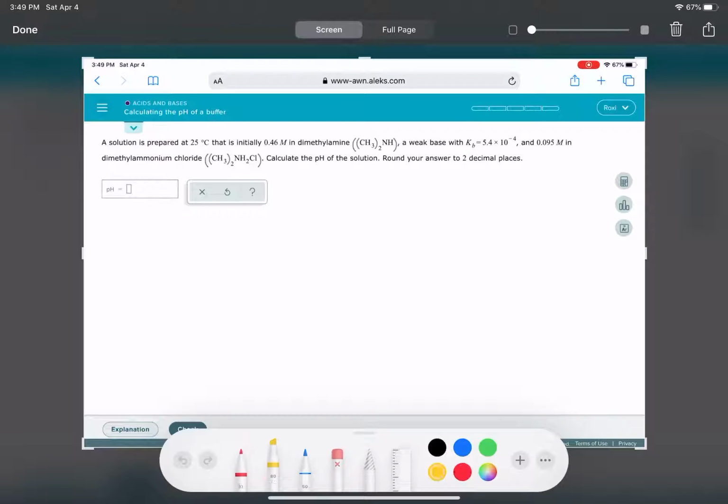It's giving us the concentration of this first component, dimethylamine, and then it's giving us the concentration of the other component, and it's giving us the Kb, and it wants us to calculate the pH of the solution. And because it's a buffer, and we know it's a buffer because there's a big hint right there, calculate the pH of the buffer, we can use Henderson-Hasselbalch. pH equals pKa plus the log of the base over the acid.